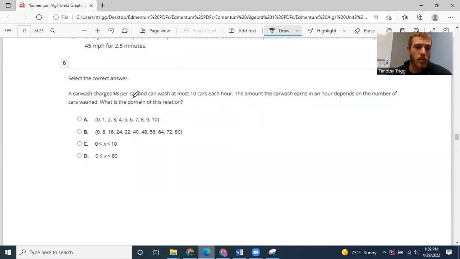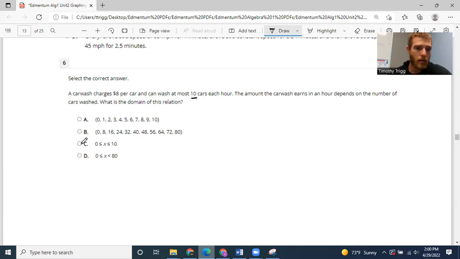A car wash charges $8 per car and can wash at most 10 cars each hour. The amount the car wash earns in an hour depends on the number of cars washed. What is the domain of this relation? So the domain, again, is the independent variables. In this case, the domain is the number of cars serviced. So they could service at most 10 cars in an hour. So we know that's the highest point in the domain. Okay. So both C and A both say that, right?